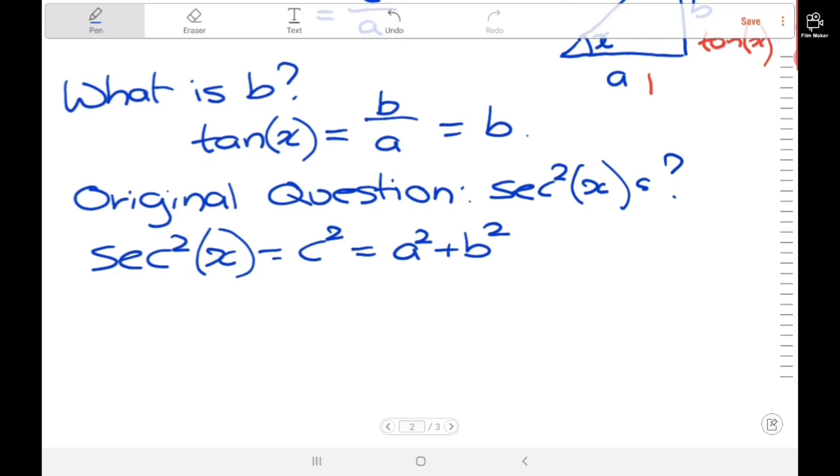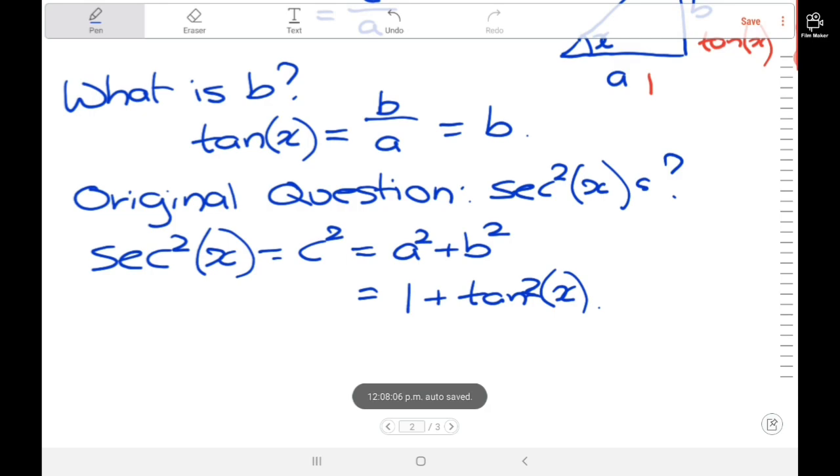And originally we didn't know what those lengths were, but now we do in relation to our original quantity, c, which was sec. So we've got a equals 1 squared, so a squared equals 1. And we have b equals tan, so b squared equals tan squared of x. So we've derived that sec squared of x equals 1 plus tan squared of x.